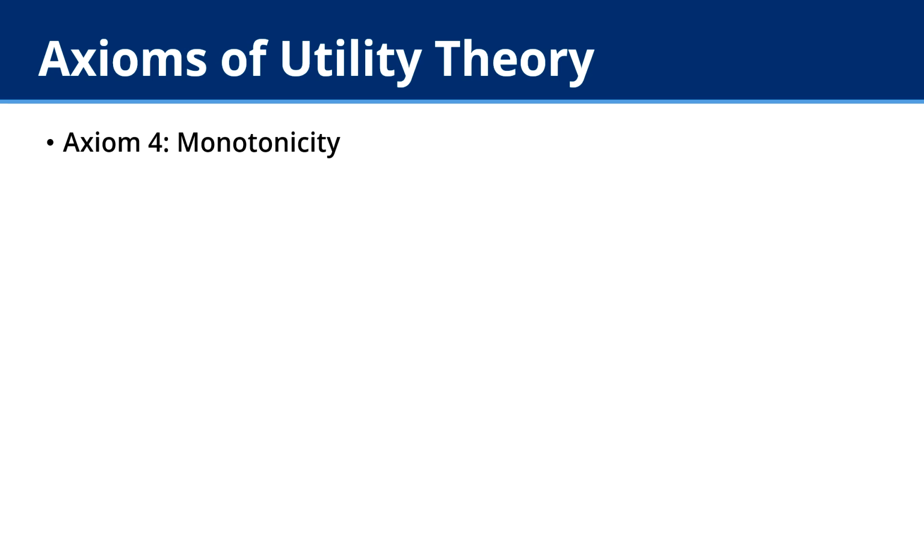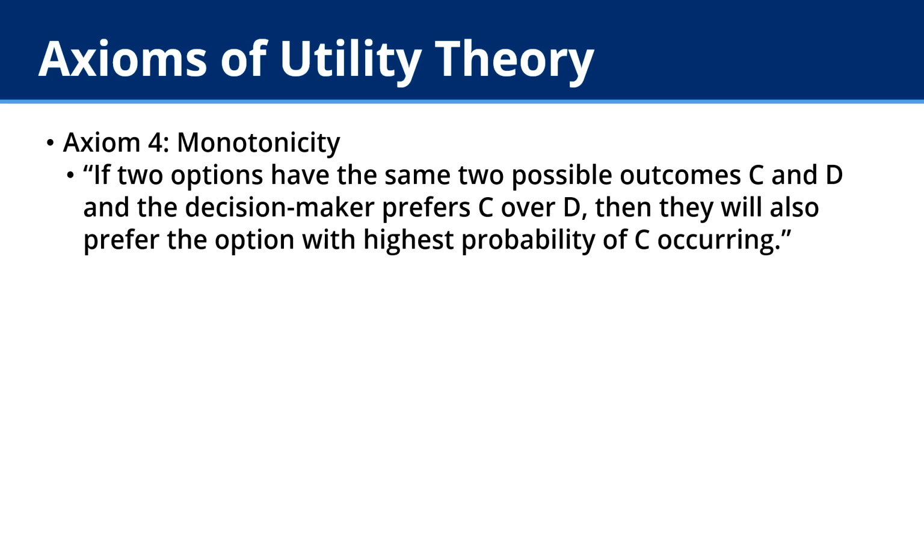Axiom 4, monotonicity. This axiom claims if two options have the same two possible outcomes C and D, and the decision maker prefers C over D, they will also prefer the option with the highest probability of C occurring. This could be very easily seen with an example.